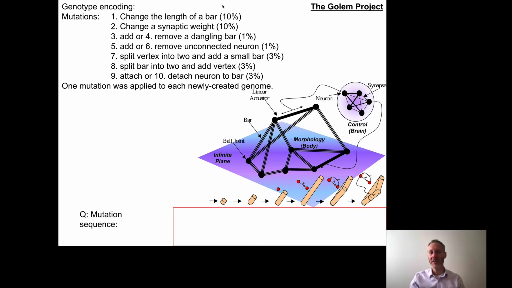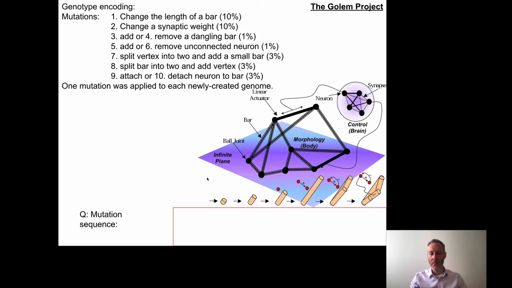So some of the smaller mutations, things that have a smaller impact on the phenotype, the body and brain of the robot, these are more probable. So slightly lengthening or slightly shrinking a bar intuitively is going to produce a child that moves more similarly to the parent than adding or removing a bar from the parent.